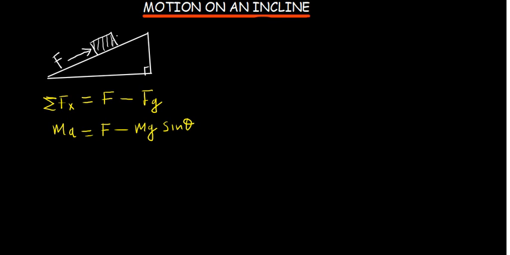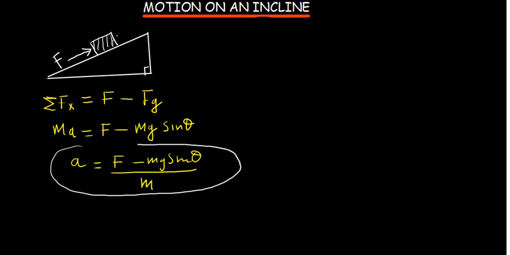Okay, now we want the acceleration. So the acceleration of this system is going to be given by applied force minus mg sine theta divided by the mass. This is the formula that gives us the acceleration of this object on an incline. So let's say the applied force is 20 newtons and this object has a mass of 10 kg. Okay, and the angle of the incline is 30 degrees. They have said find the acceleration of the object up the incline.